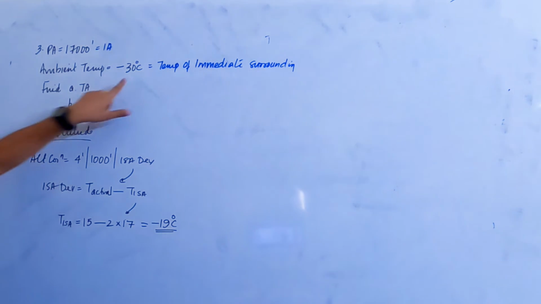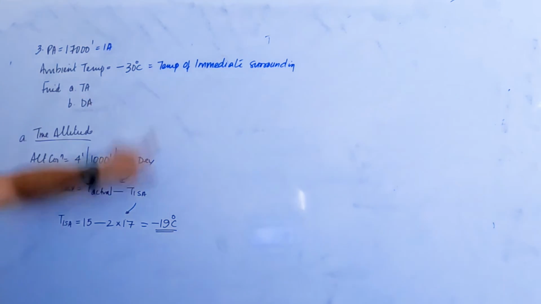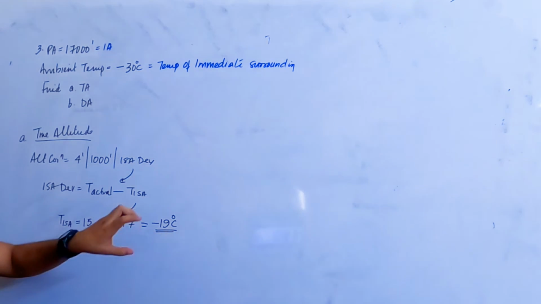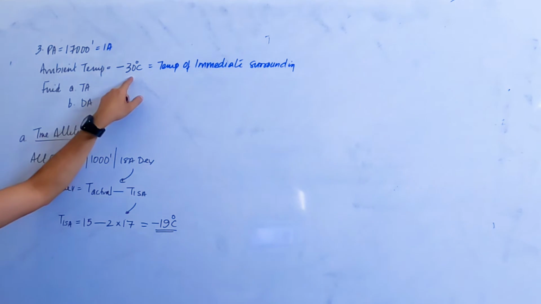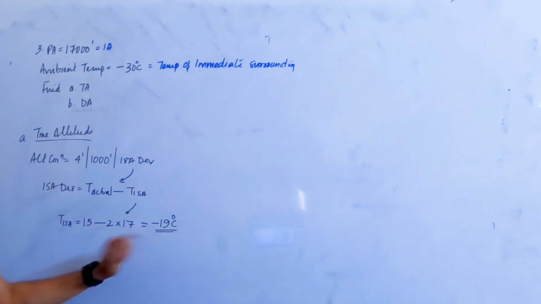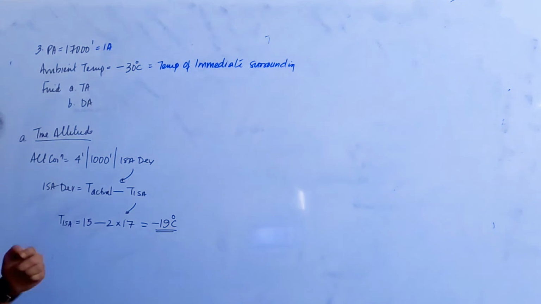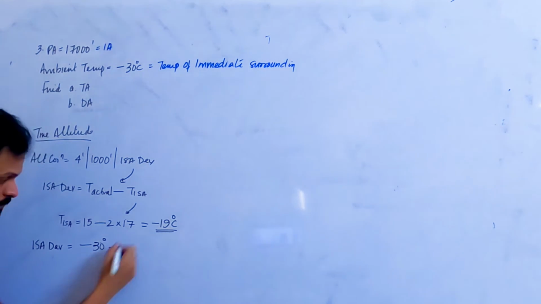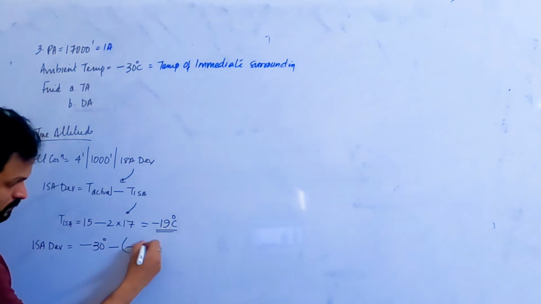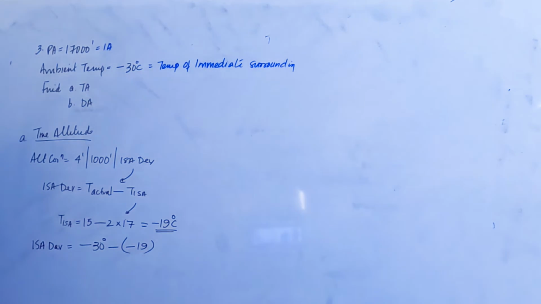So the ambient temperature is minus 30. The ISA temperature is minus 19. The aircraft expects a temperature of minus 19 and experiences a temperature which is colder. Right? Colder by almost 11 degrees Celsius. Correct? So that is what is indicated by ISA deviation. So ISA deviation is always T actual minus T ISA.